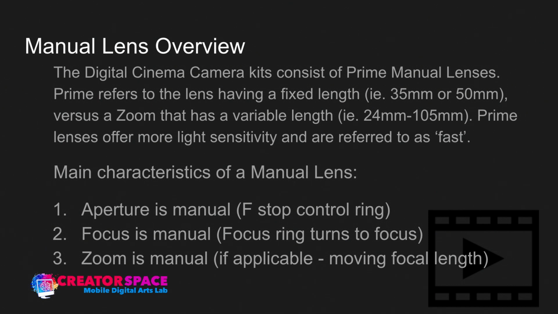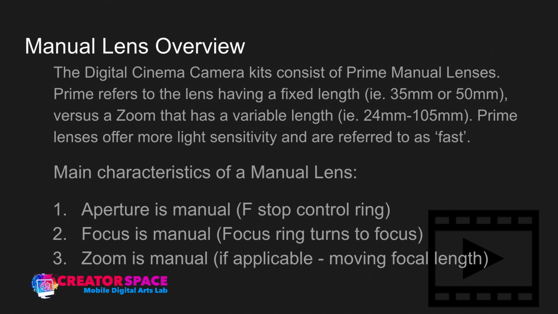Here are some of the main characteristics of the manual lens. A manual lens can also be a zoom lens. One, the aperture is manual. The f-stop has a control ring, so your exposure is totally controlled manually and it stays wherever you set it. It's not adjusting, unlike phones where the exposure is being adjusted continually, auto exposure. This is totally manual exposure. The ring opens and closes.